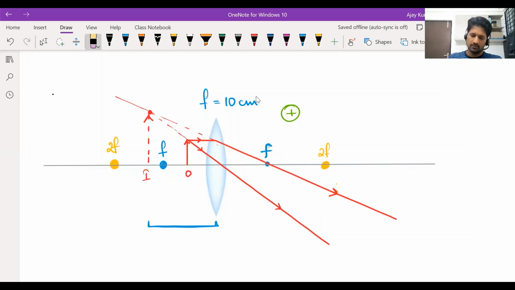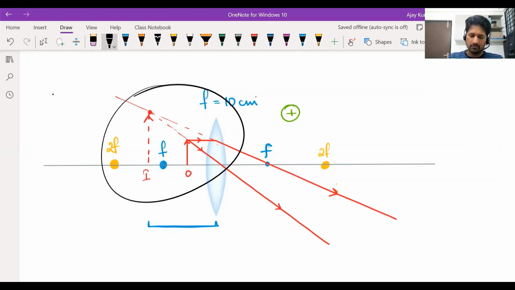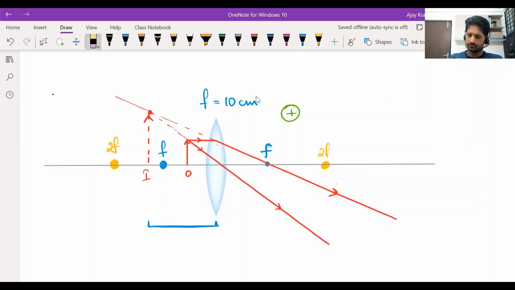But remember, for this kind of image formation, one of you tell me, where should the object be? Pradyumna has already told anyway. The object should be between the focus and the optical center. It should be within the focal length of the converging lens. Only then we can get an image of this kind.